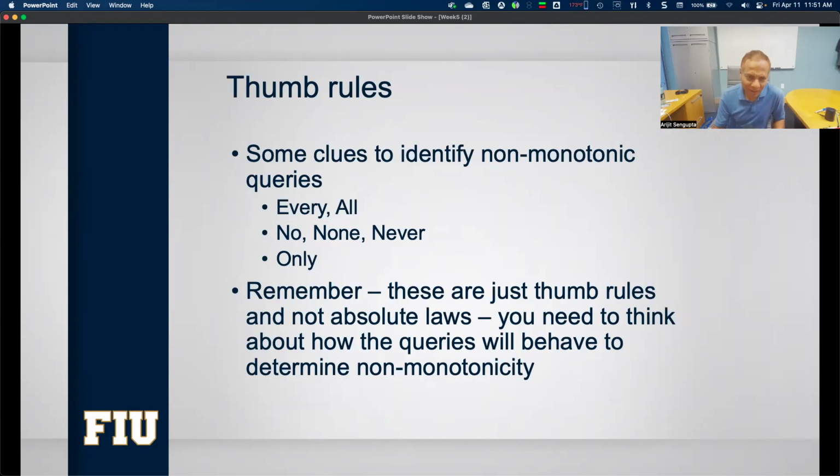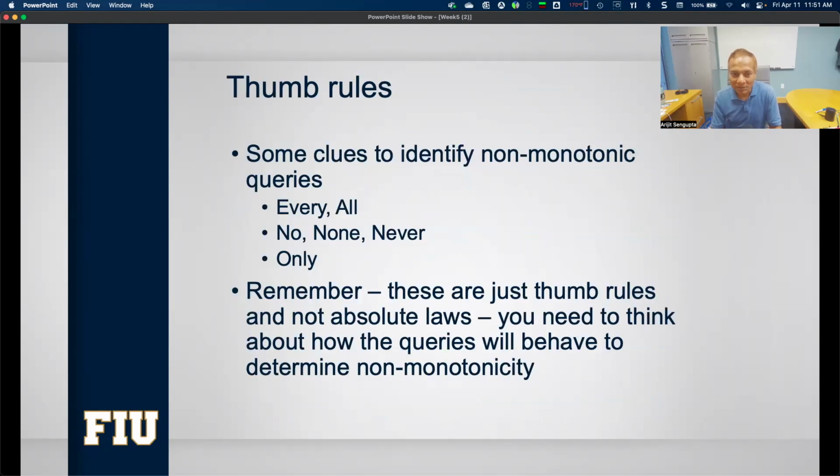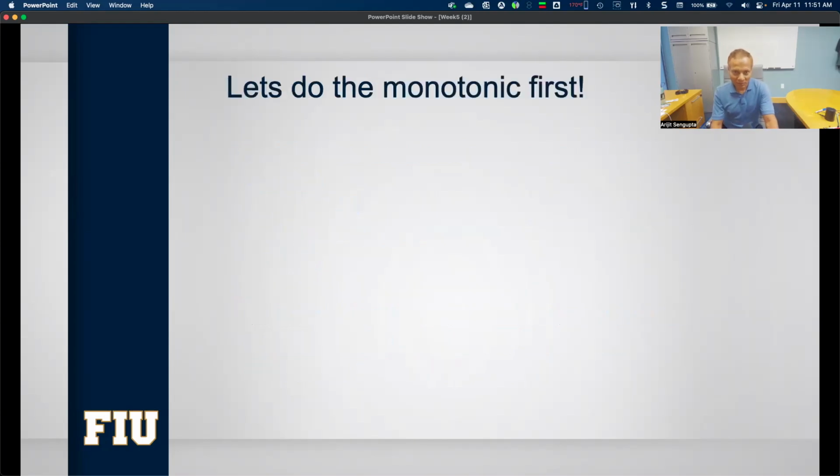So here are some thumb rules. If a question has words like every, all, no, none, never, only, maybe it will be non-monotonic. All right, but remember, these are just thumb rules. As I said, there was a question like non-CS course, and that is a monotonic query. So sometimes just having a no or none or never does not necessarily mean it's non-monotonic. But these are hints that you could use to potentially think about whether it is a non-monotonic query.